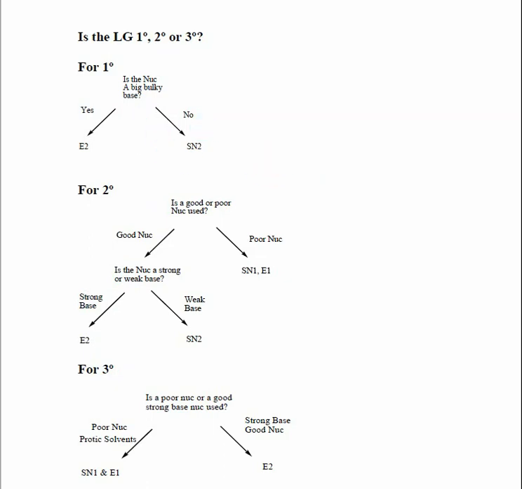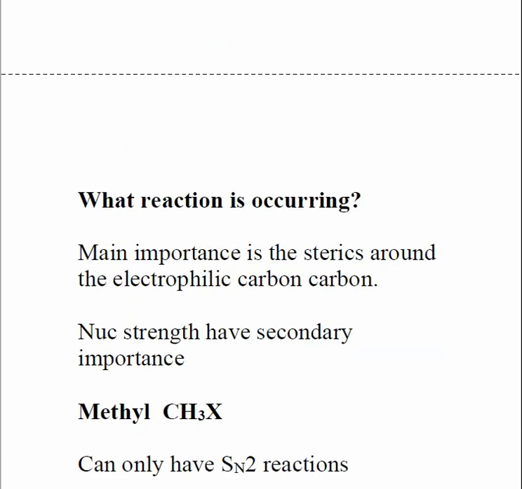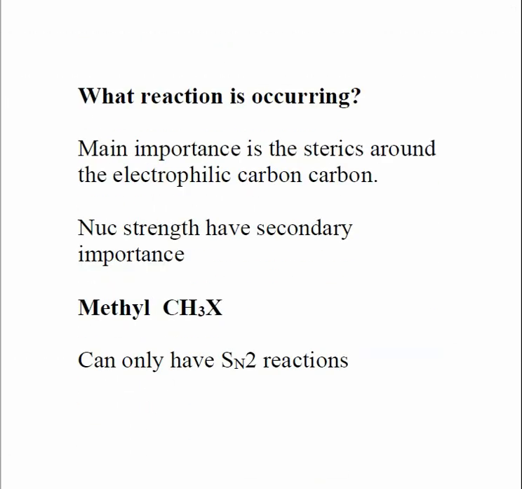So let's take a look at these individually. And always remember that once I figure out what reaction's occurring, I ask, is there something I need to add to it? So remember, SN2 reactions have an inversion of stereochemistry. SN1 forms a racemic mixture, or we lose stereochemical control. And for both E1 and E2, the hydrogen and the leaving group must be adjacent, and Zaitsev's rule is in effect.